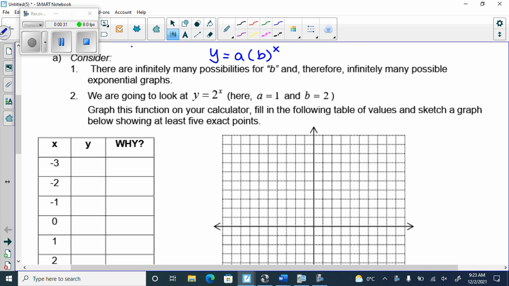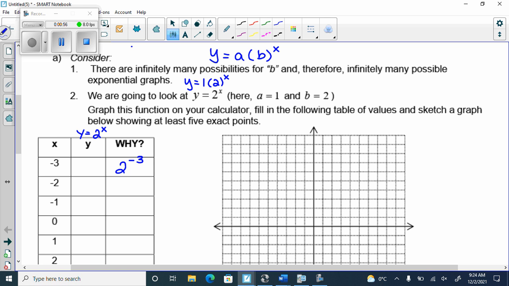We're going to look at y equals 2 to the x, where this is actually y equals 1 times 2 to the x, technically. Because if there's no number in front, your a is a 1. So, if we want to find y, we just have to go 2 to the x. So in this case, our y is going to be 2 to the negative 3.